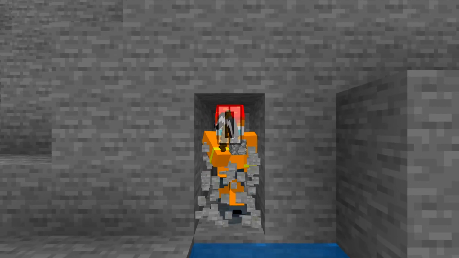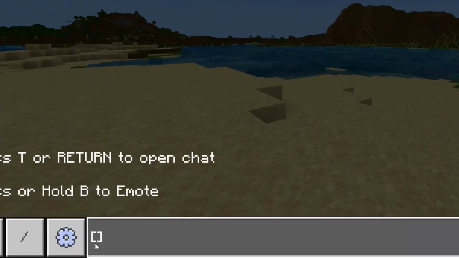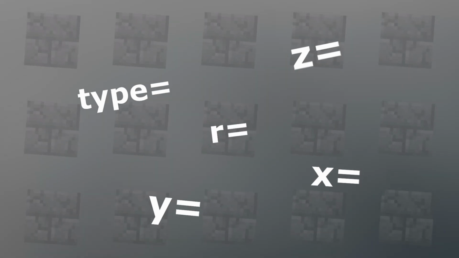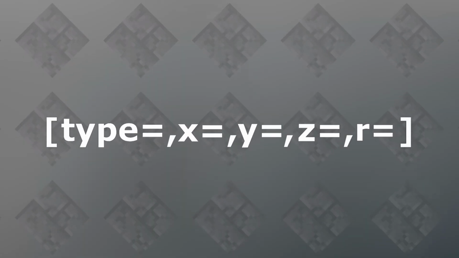Type square brackets to add an array, which is a set of data. Inside of these brackets, you can add selectors like type equals, x equals, y equals, z equals, and r equals. Each of these array elements are separated by commas.